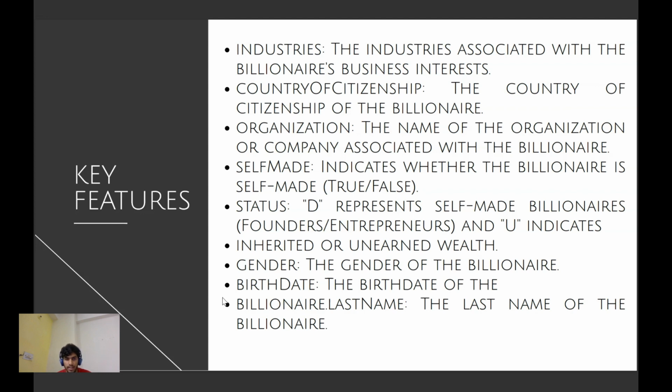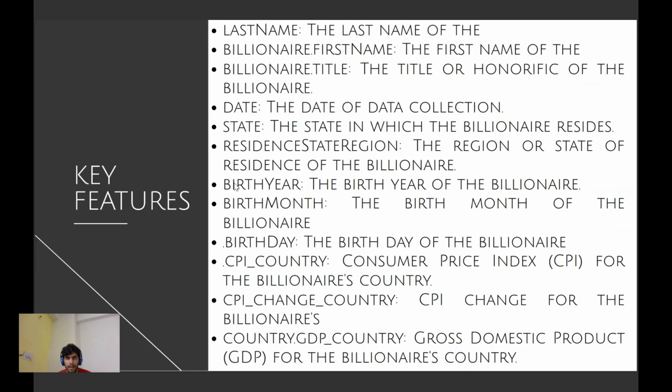Next it's gender, birth date, billionaire's last name and first name, state, residence, birth year, birth month, birthday, and CPI. CPI is the consumer price index for the billionaire, and then the CPI change, country, and the country's GDP.